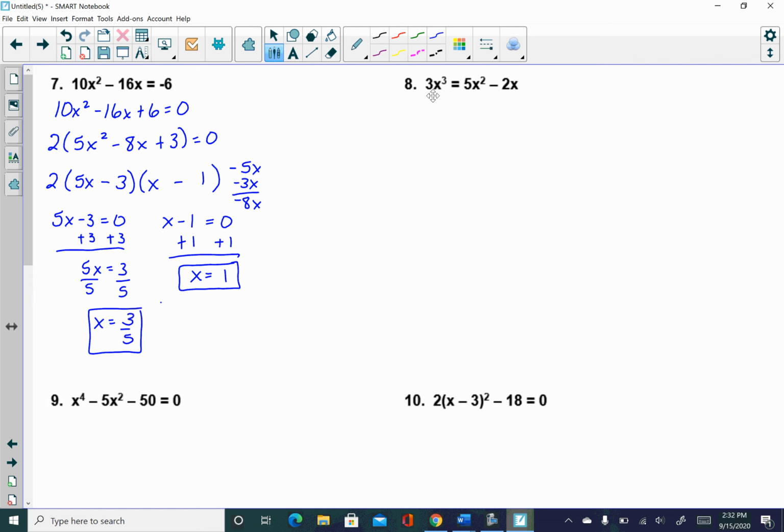Number 8, when you get this one all on the same side, so this 3x cubed here, that's your leading term, I'd keep it positive. And I'd pull the 5x squared and the 2x over. Whatever you do to one side, do to the other. So you're going to subtract 5x squared and add 2x over here. So that I have now 3x cubed minus 5x squared plus 2x equal to 0. All three of those terms have an x in common. You're going to factor that x out.